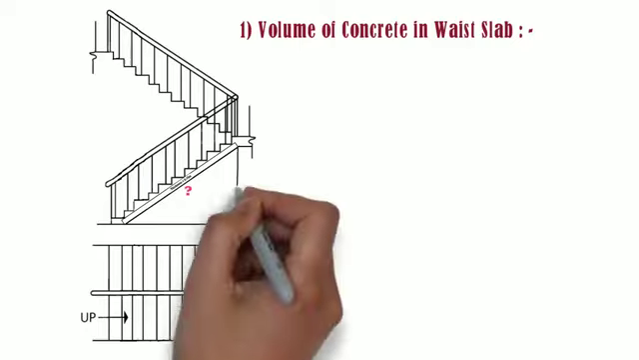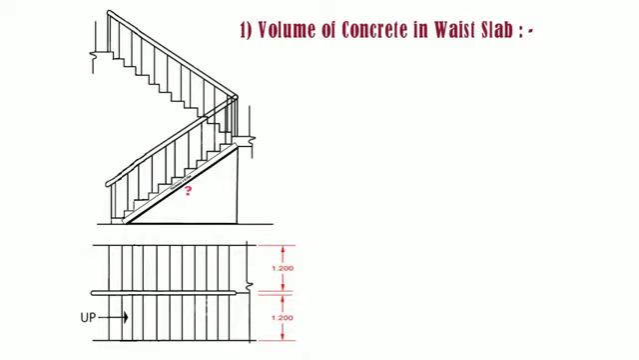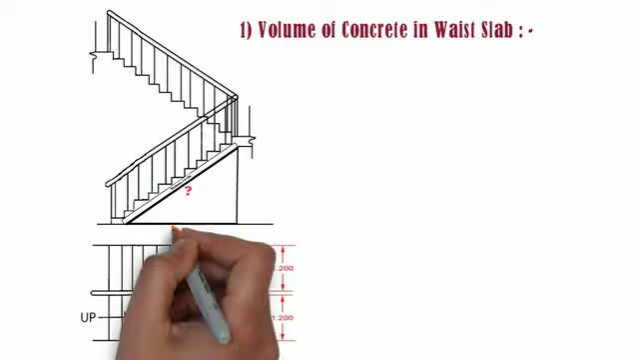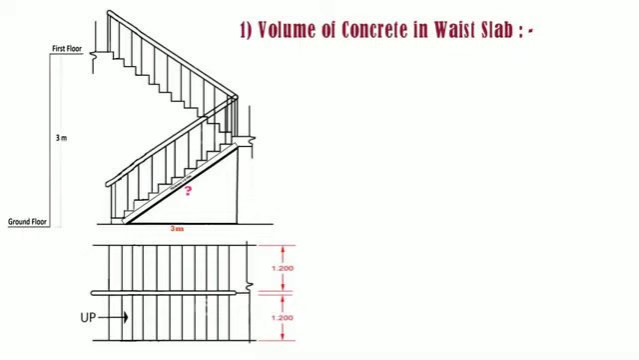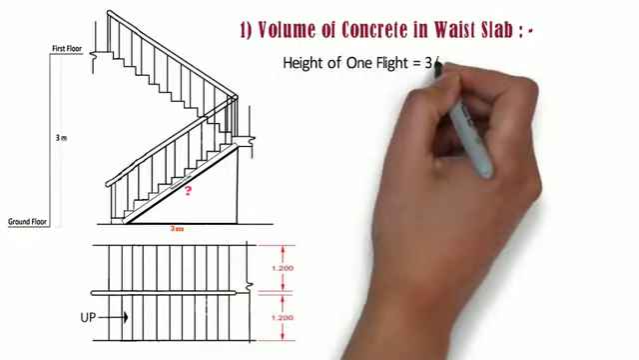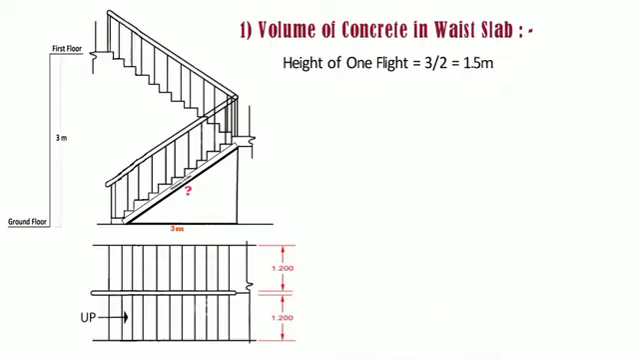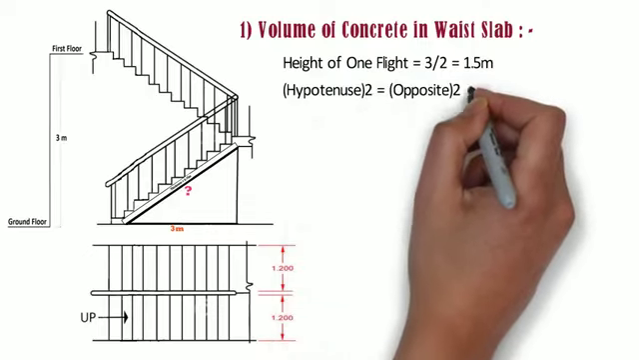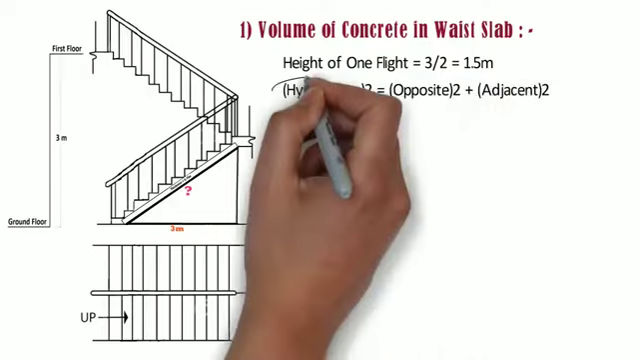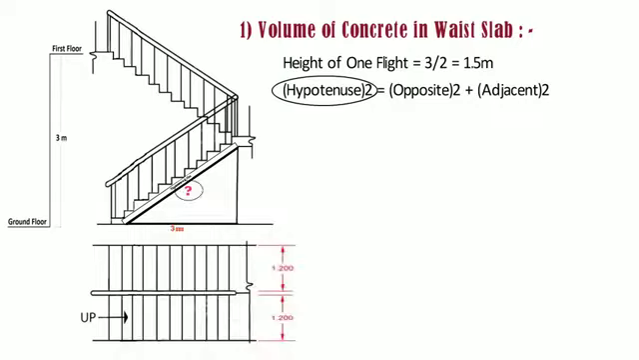You can see in this picture this is the triangle. And in this triangle, we know the dimensions of two sides. This length is 3 meter and floor to floor height is 3 meter. Hence for one flight, the height shall be 3 divided by 2 is equal to 1.5 meter. So the Pythagoras formula is hypotenuse square is equal to opposite square plus adjacent square. Here the hypotenuse is length of slab and opposite is 1.5 meter and adjacent is 3 meter.